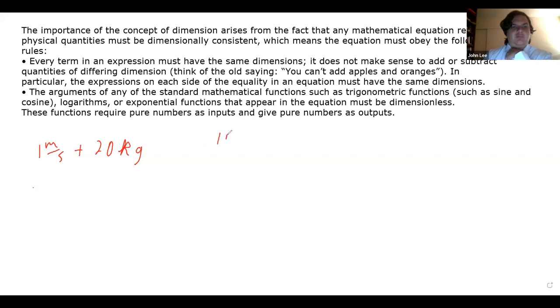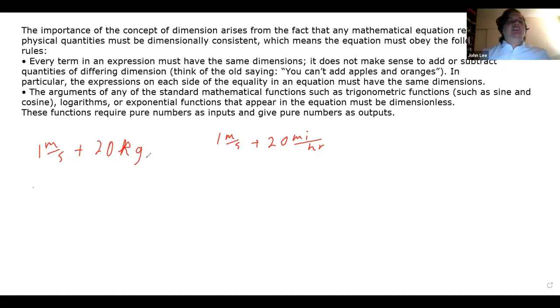So you can add 1 meters per second plus 20 miles per hour, as long as you convert from meters per second to miles per hour, or miles per hour to meters per second. But you can't have this value where you have 1 meters per second plus 20 kilograms, because that just doesn't make sense. Because how do you add mass to a volume or to a speed?